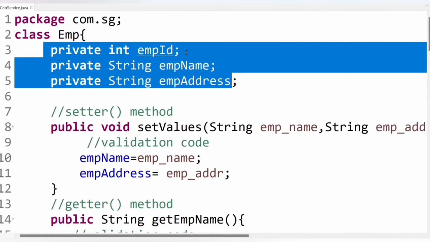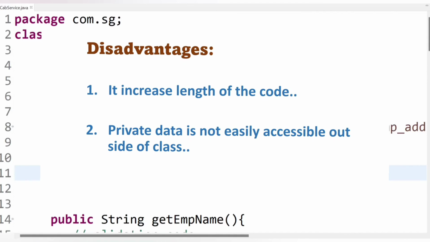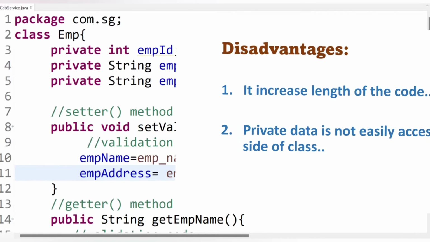Therefore, we cannot modify already existing setter and getter methods, and hence you will need to create new setter and getter methods for variables, right? And due to this, the length of code will definitely increase, and the code can become lengthy and complicated to understand. Clear? And the second disadvantage is private data is not easily accessible outside of the class. So these are the disadvantages of encapsulation.